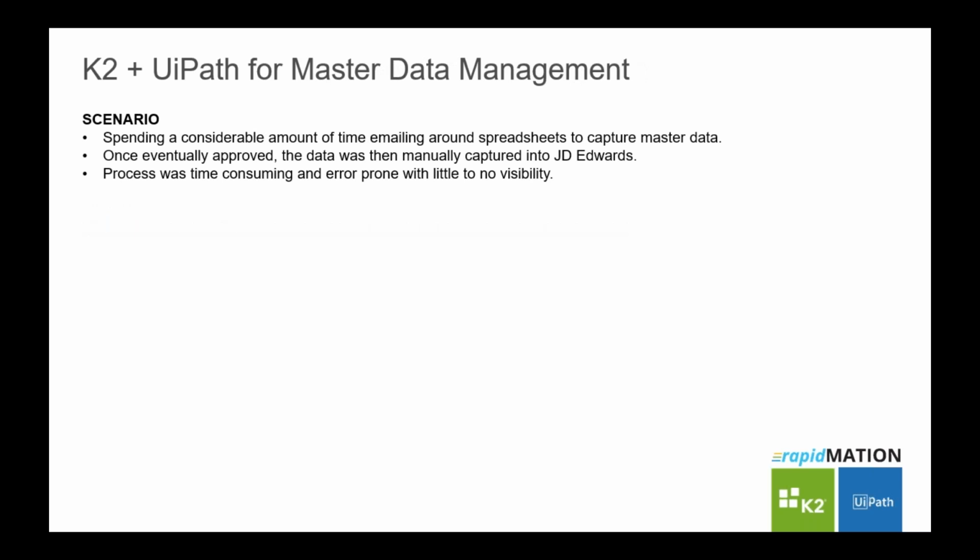For those of you who aren't aware what master data is, generally this is pieces of information that go into a company's ERP system. This could be details on maybe parts or different products that people sell. But really what was happening is this company was mailing around spreadsheets to get these new pieces of master data approved before they wanted to put them into their JD Edwards system.